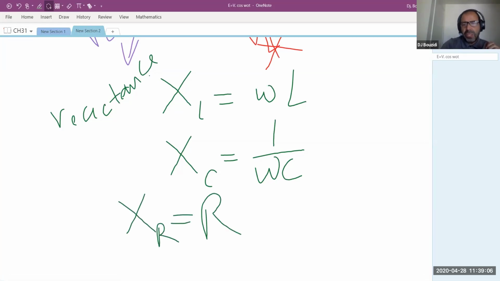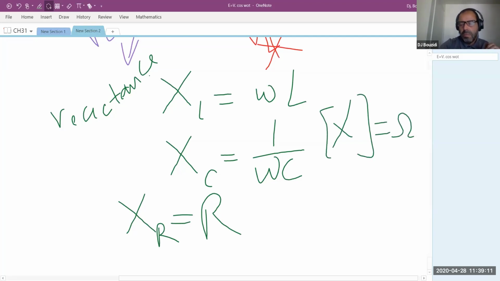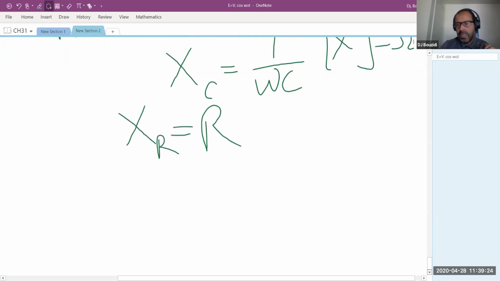All of them are measured in the same unit. So the reactance is measured in ohms. As long as L is in Henry and omega is in radians per second and C is in farads and R is in ohm, everybody comes out to be in ohms. That's why the comparisons are perfect in here.